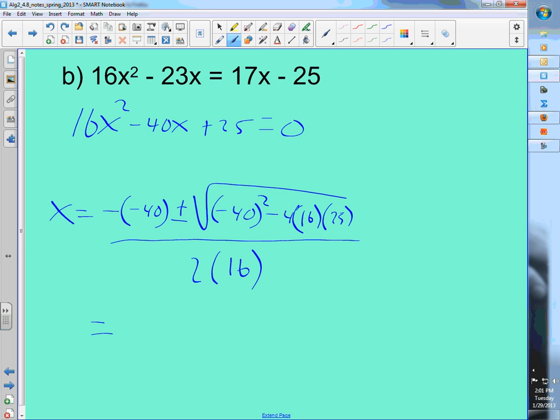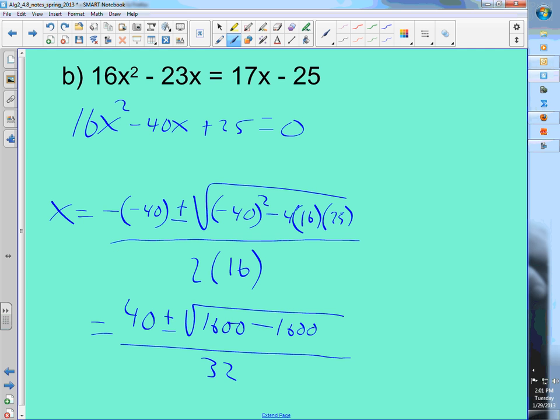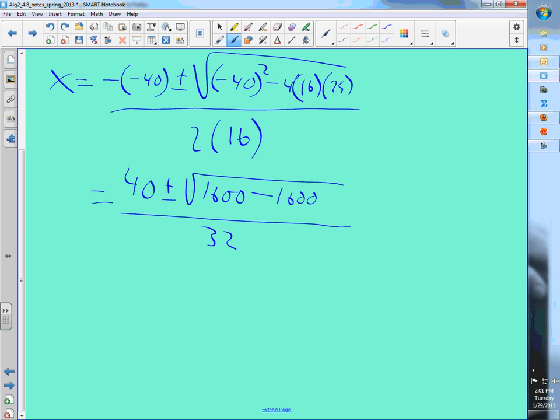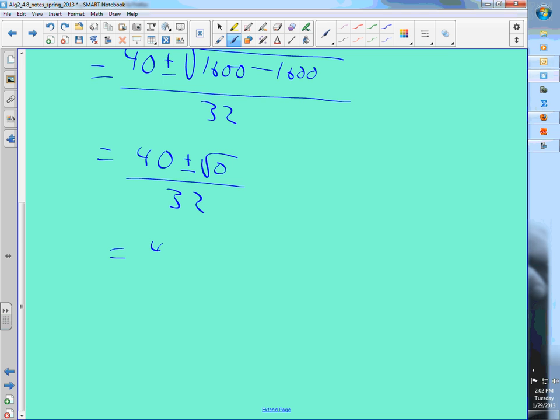Did I make a mistake? So positive 40 plus or minus the square root of 1600 minus 1600 over 32. 40 plus or minus the square root of 0, if you need to write that down, I guess that's okay. That's going to be 40 over 32. And if you reduce that, that's 5 over 4. So if we're solving, the only answer we're going to get is 5 over 4.